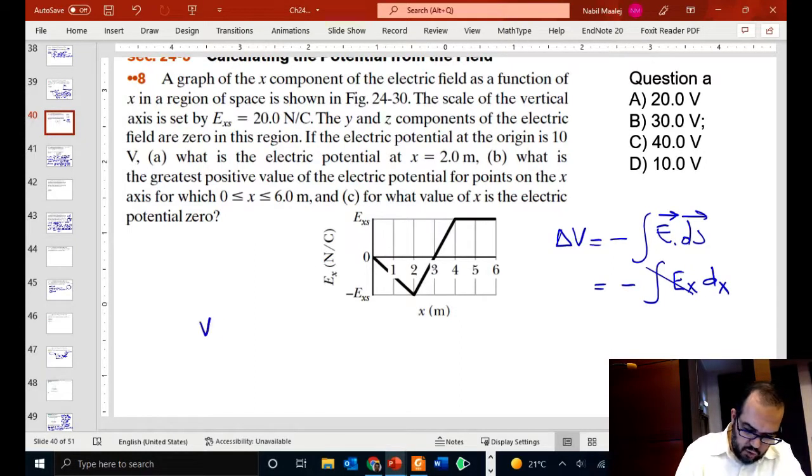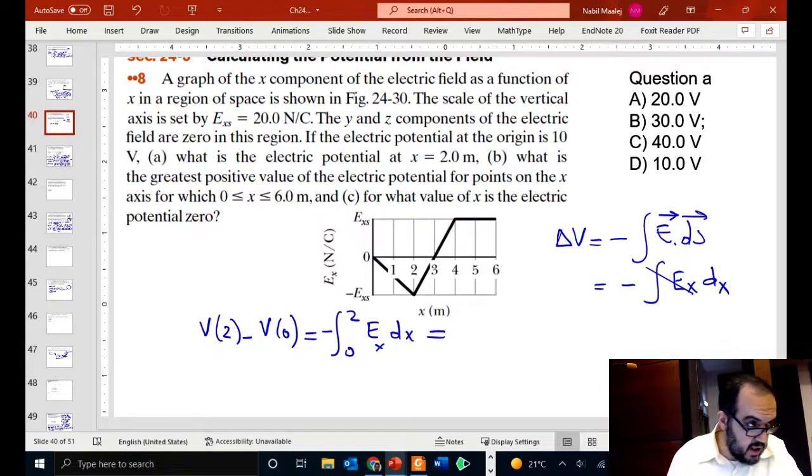Let's do V at 2 meters minus V at 0. So that will be minus the integral from 0 to 2 meters of Ex dx. What's the integral of E between 0 and 2? It's the area under the curve, isn't it? The integral is the area under the curve. So it is this area here.